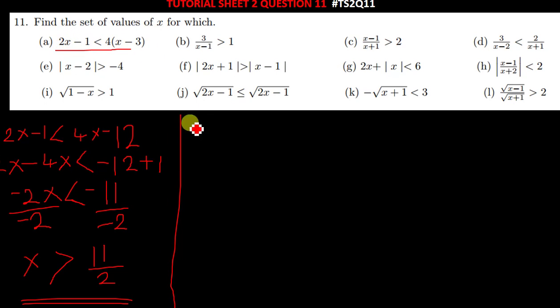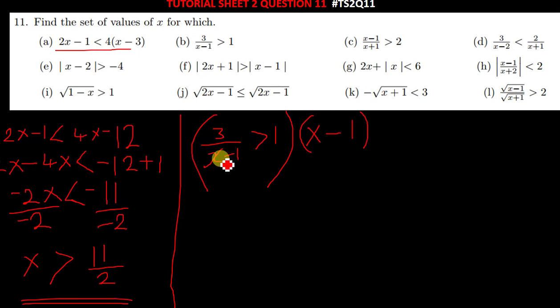Okay, let's quickly move on to the next question. The next question is saying 3 over x minus 1 is greater than 1. So what do you do with such a question? First of all, you can multiply by x minus 1 so that we get rid of this. If we multiply 3 times x minus 1, this x minus 1 will just cancel with that, meaning we're just going to remain with 3 is greater than 1 times x minus 1, so we have our x minus 1 this side.